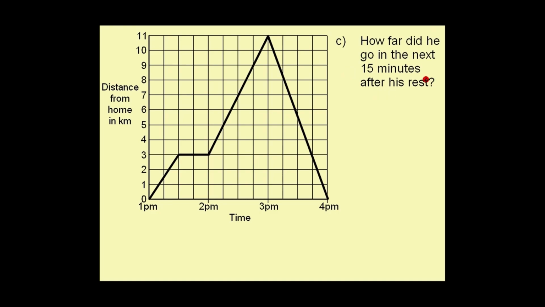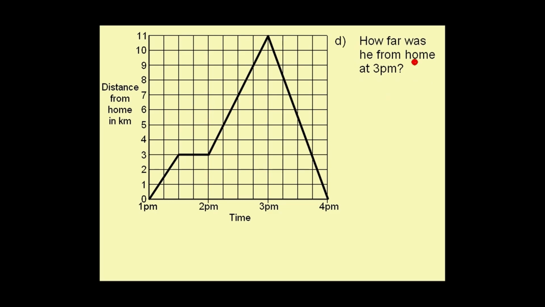In the next part, I'm asked how far did he go in the next 15 minutes after his rest. So that starts here when he started moving again after his rest, and that's at 2 p.m. And I know that 15 minutes is 1 square, so I'm looking to here. At 2 p.m, he was 3 kilometres away from home, and at 2:15, he was 5 kilometres away from home. So in that 15-minute period, he travelled 2 kilometres.